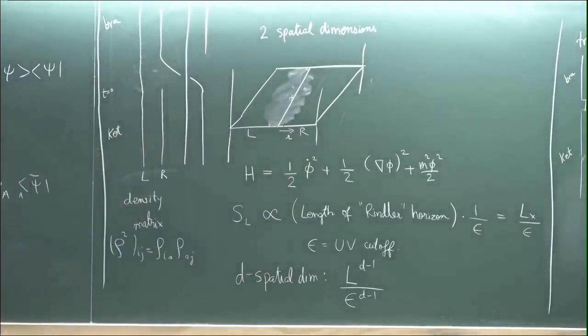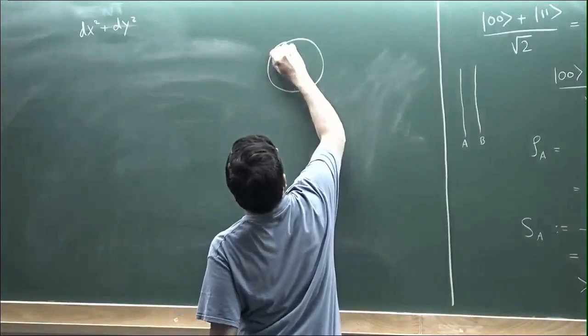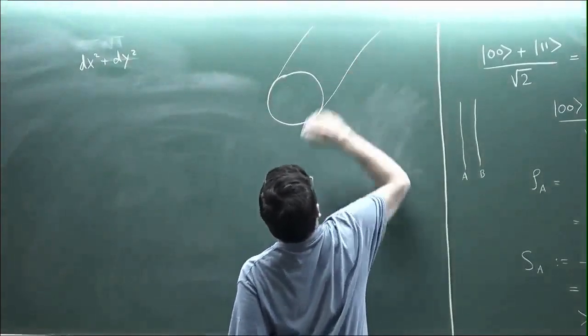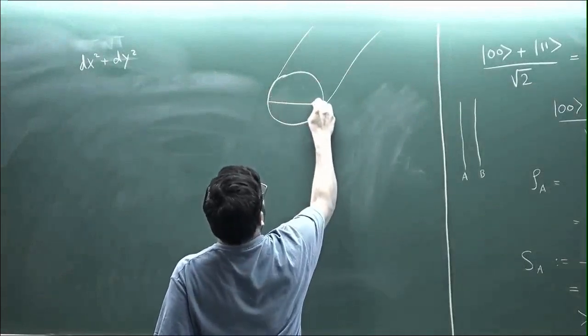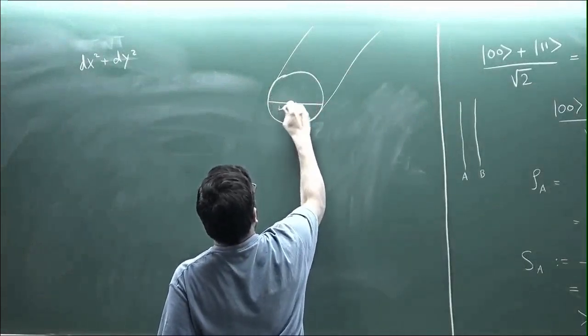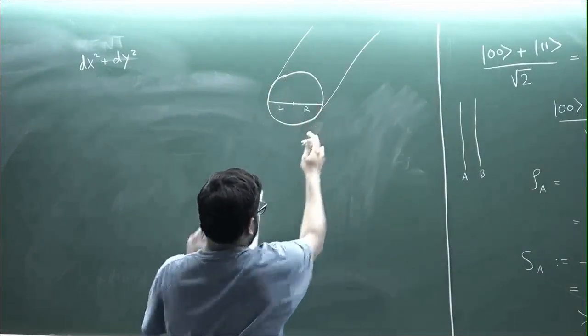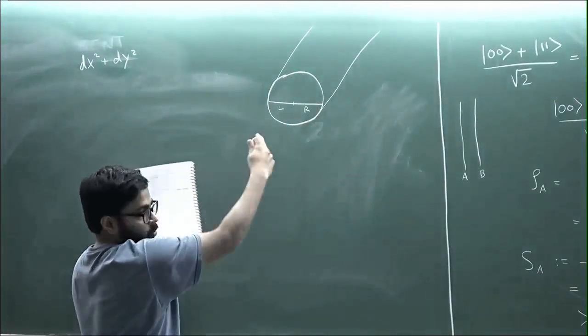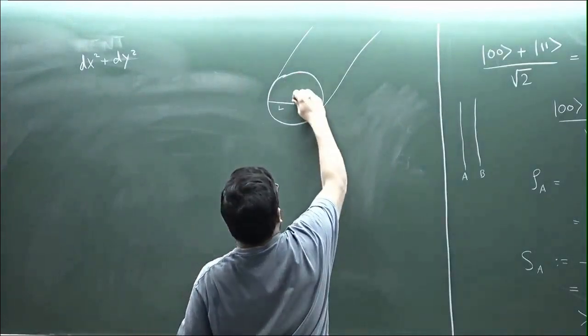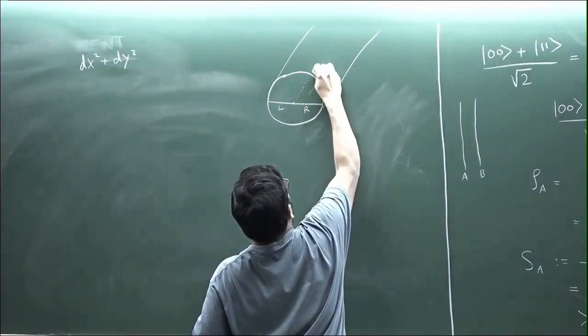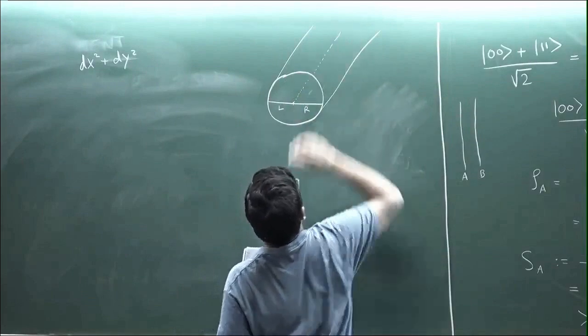So to draw this here, I'm going to draw like that. Here are our left and right systems. Okay, this is not a circle. I mean, this is really infinite. I have just drawn a circle to put an infrared cutoff on this thing. Okay, and there is this horizon thing.